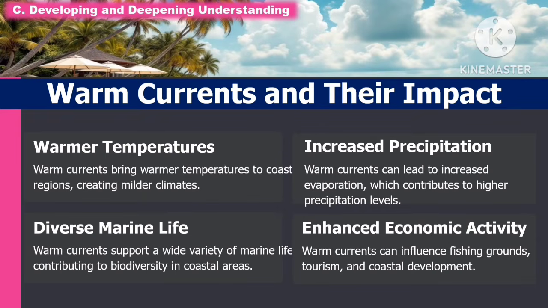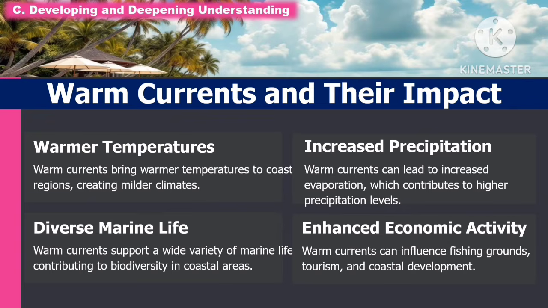The following are the warm currents and their impacts. So the first one is the warmer temperatures. Warm currents bring warmer temperatures to coastal regions, creating milder climates. The second one is increased precipitation. Warm currents can lead to increased evaporation, which contributes to higher precipitation levels. The third one is diverse marine life. Warm currents support a wide variety of marine life, contributing to biodiversity in coastal areas.